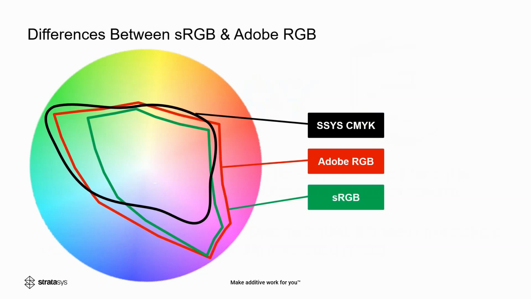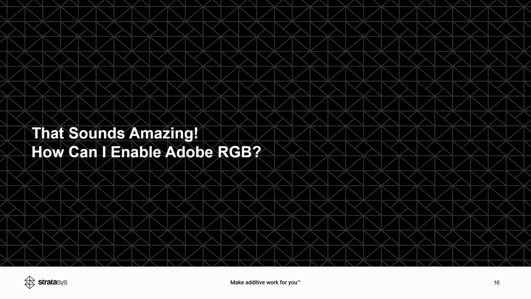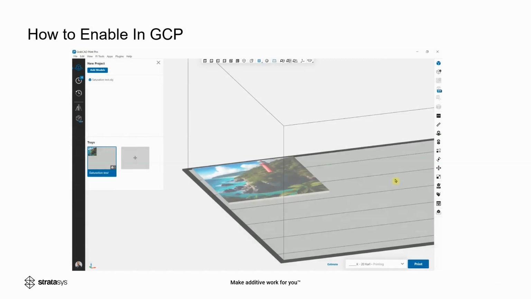This allows it to capture those captivating greens and blues that sRGB might miss. So imagine the emerald depths of a rainforest or the breathtaking turquoise of an exotic lagoon. Now, we understand probably more than you ever wanted to know about Adobe RGB, and let's take a look at how to implement this in GrabCAD Print.